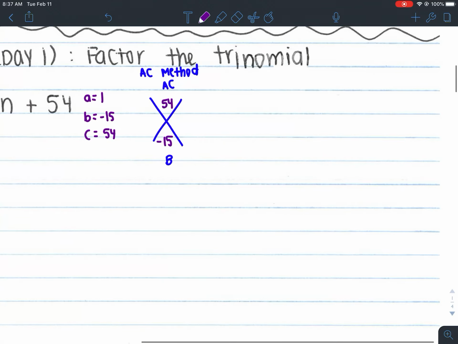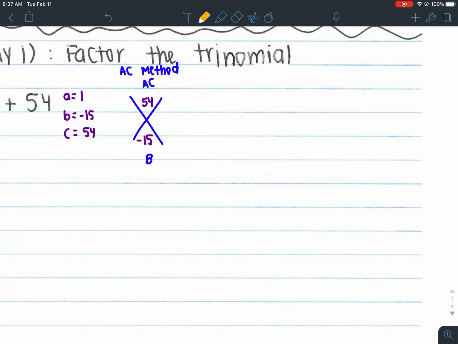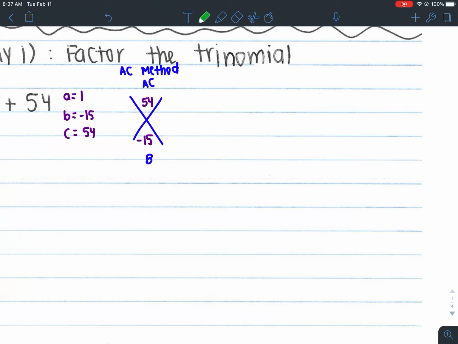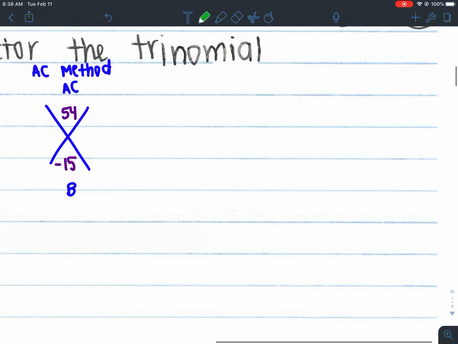And you're like, well, what goes on the sides of those x's? So let's remind ourselves what calculator trick we can use. The goal here is we want 2 numbers that multiply to 54 but add to negative 15. Now, if you don't know your multiplication facts, this can be a bit of a difficult task, so I do have a calculator trick to help you out here.